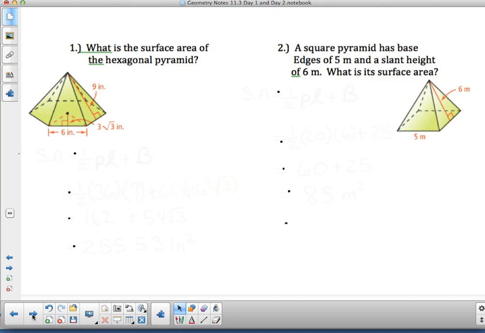Here, what is the surface area of a hexagonal pyramid? Okay, let's see how I've got this set up. If we're going to do surface area, I've got this 1/2 PL plus B, but remember, P is the perimeter of my base. L is my slant height. Do I have P? Do I have L? I have a base edge length. Do I have the number of sides the base actually is? They say hexagonal, it's 6. So I've got a 6-inch side, a 6-sided base. So it's 36, and L's 9.